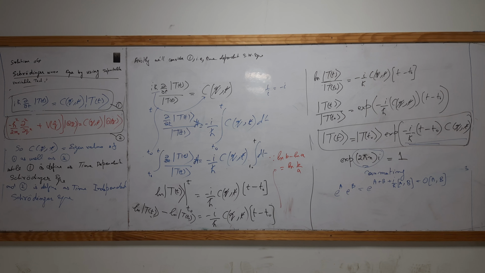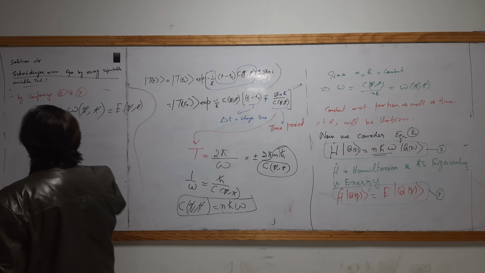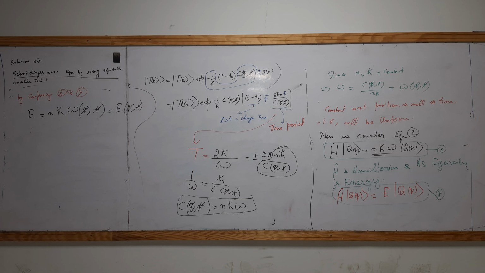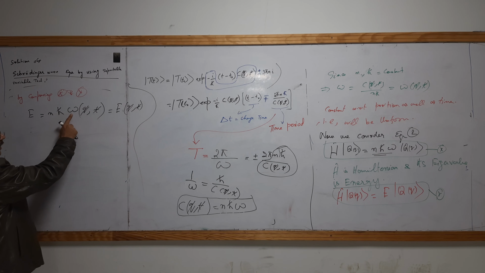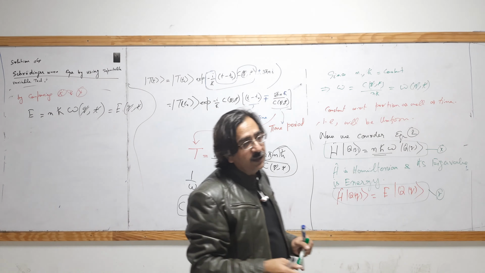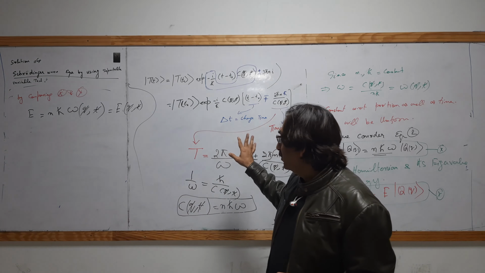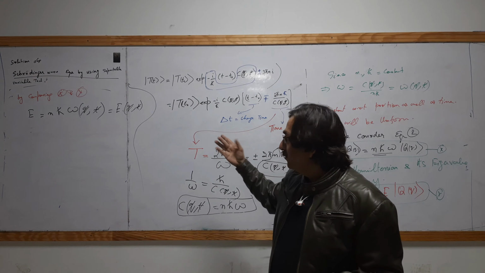E equal to N h cut omega, and that omega is angular velocity, which is not a function of time, that is uniform. N is constant, h cut is constant, so energy is also independent of Q and T, which means your energy will be conserved. The energy will be uniform. So you are getting two things: energy will be N h cut omega, and that will be independent of position as well as time. So for today, it is enough. We will discuss the rest in the next lecture.